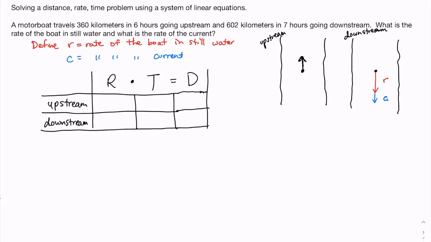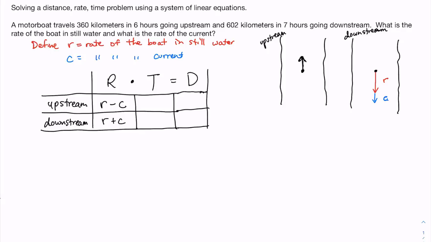Let's do downstream first. The total rate of the boat going downstream has got to be faster. So we write that with R plus C. Well, going upstream, it can't be R plus C. The boat can't go any faster. In fact, it's got to be going slower. How much slower? It's got to be going slower by the rate of the current. So in order to indicate the slower rate, we simply write R minus C.